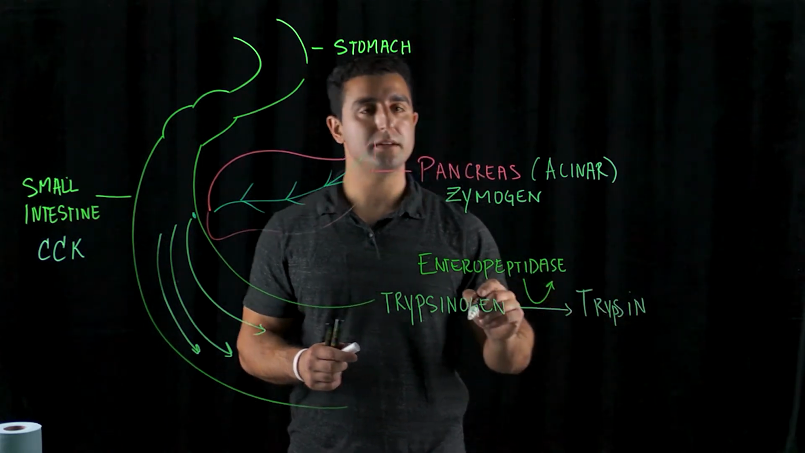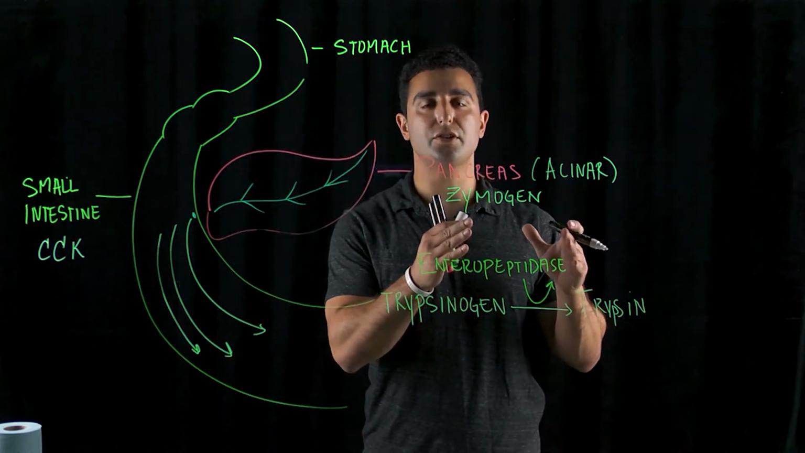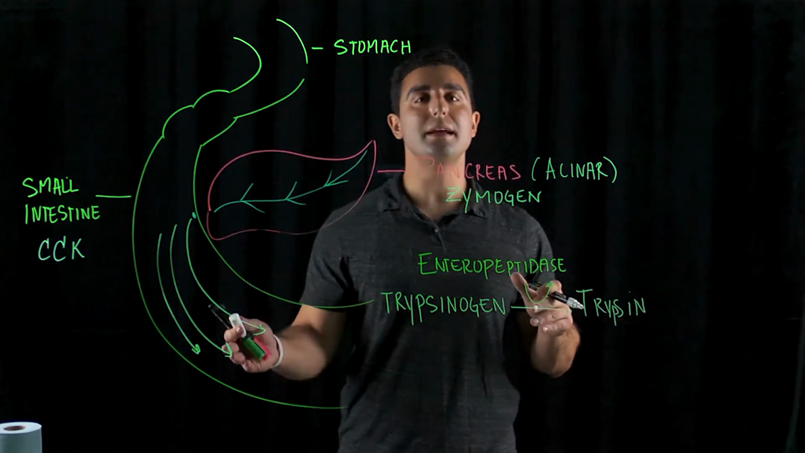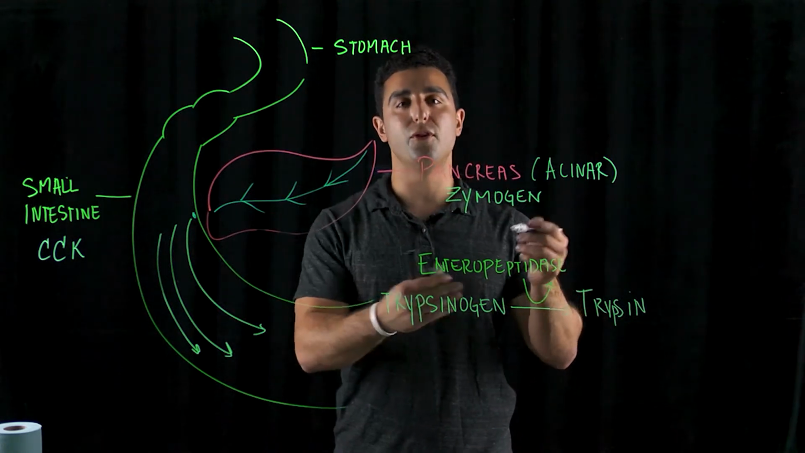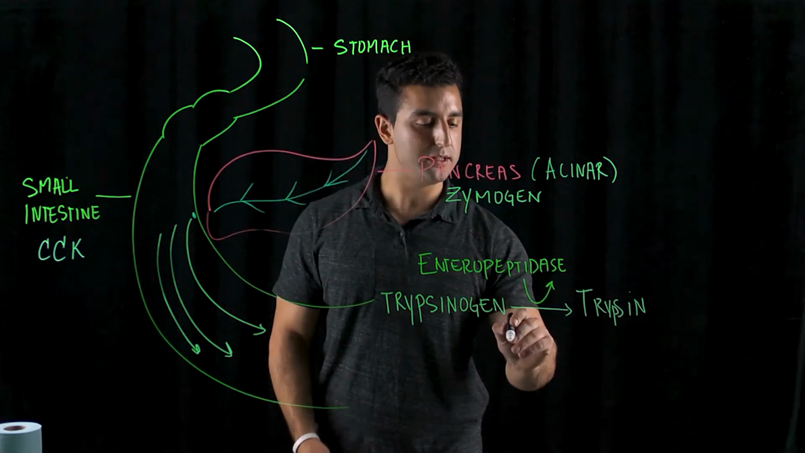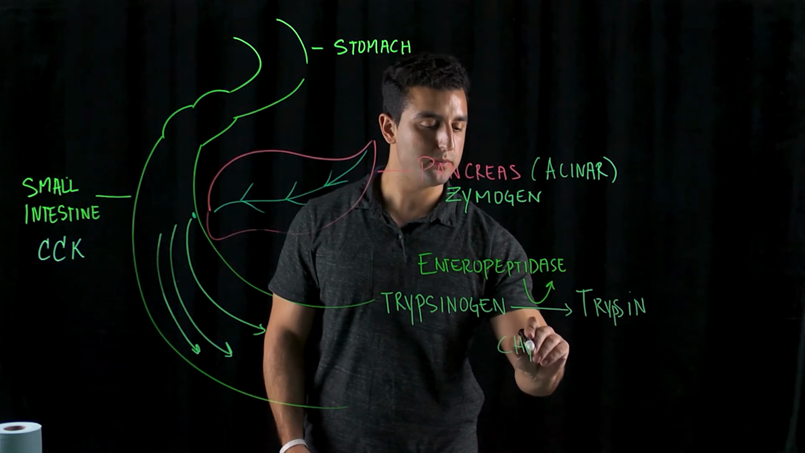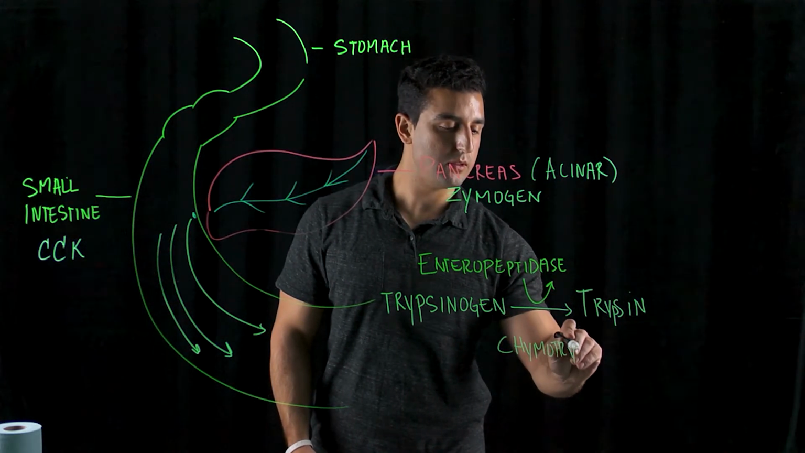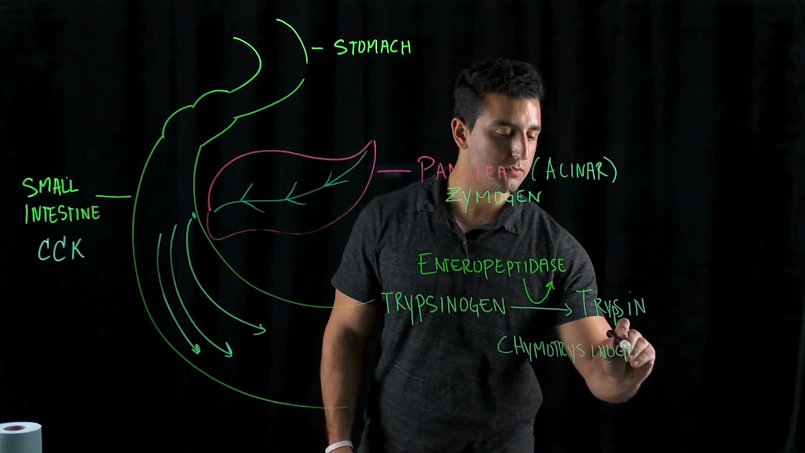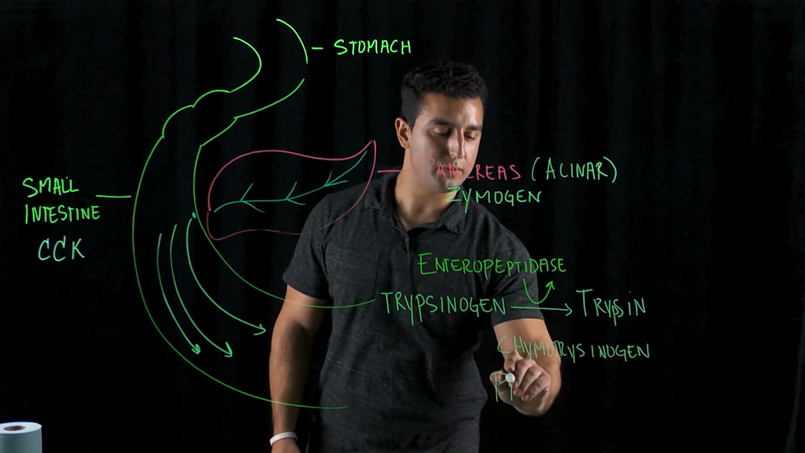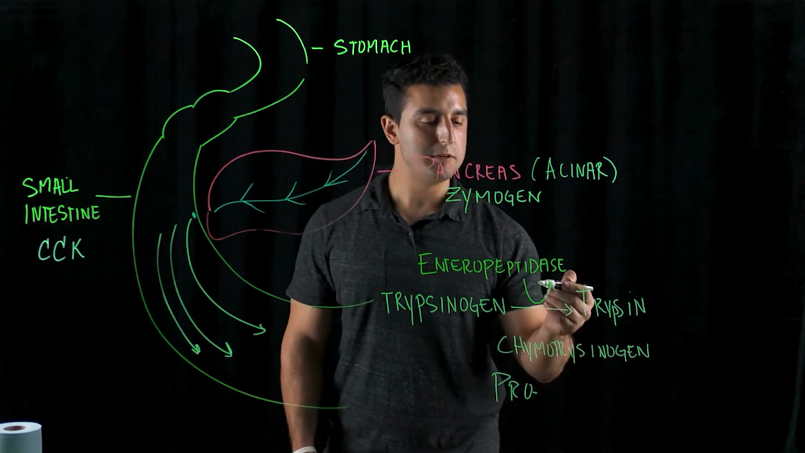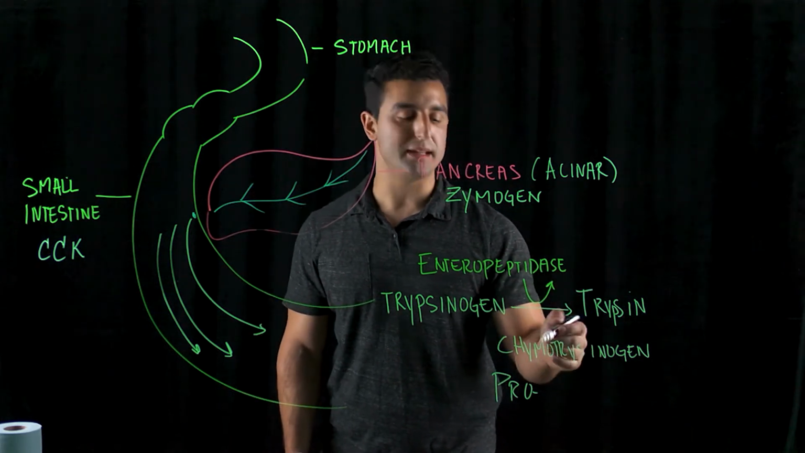Trypsin's function is not only breaking down proteins, but it also plays a big role in activating the remaining proteases that are in the zymogen form, the inactive form. So two proteins, chymotrypsinogen and procarboxypeptidase. Again, remember, if you hear the word ending in -ogen or the prefix pro, this is talking about an enzyme that is not active, but if it becomes cleaved, it becomes active.